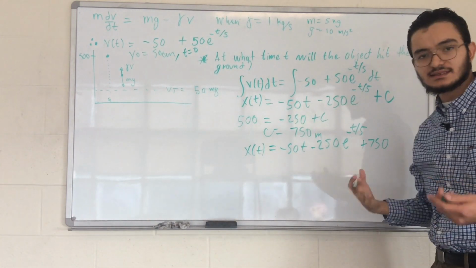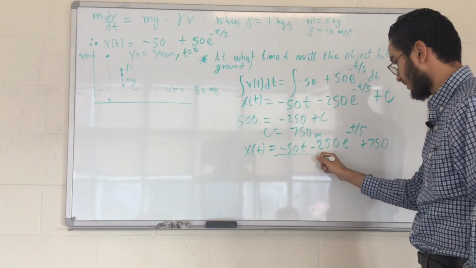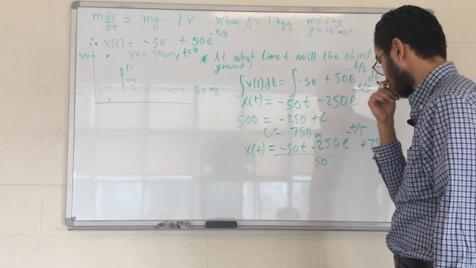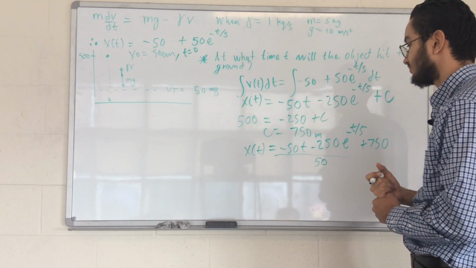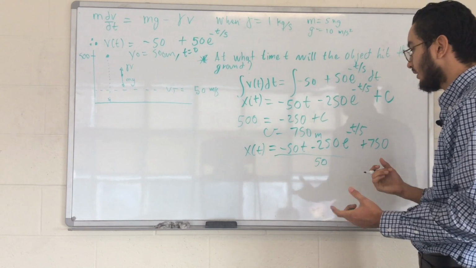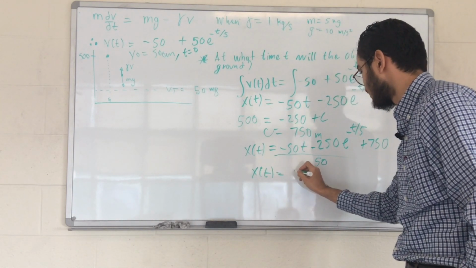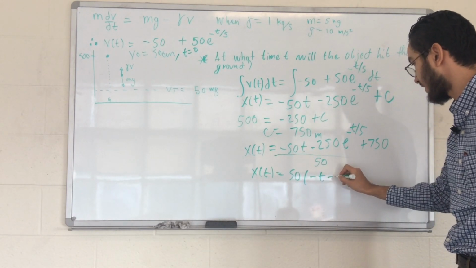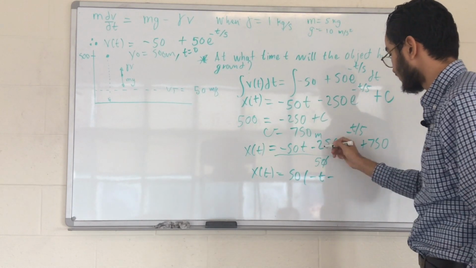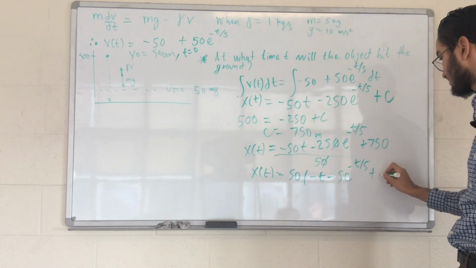Over here we can simplify this a little bit, to our convenience. We can divide all of this by 50, okay? Factor out the 50 if you want to say it like that. And so we're going to get that x of t equals 50 times (15 minus t minus 5e to the negative t over 5).